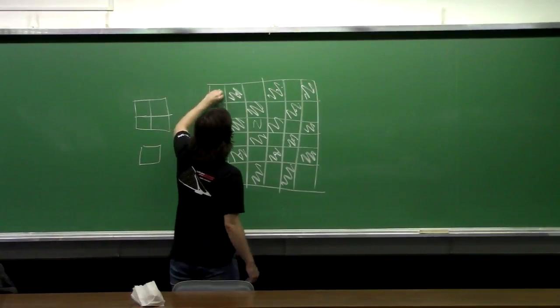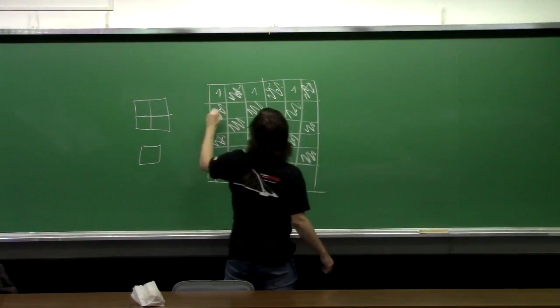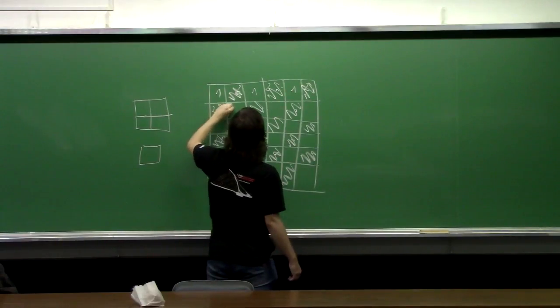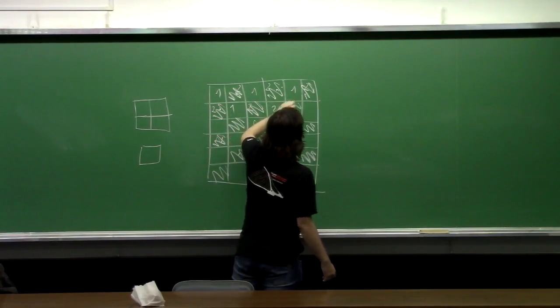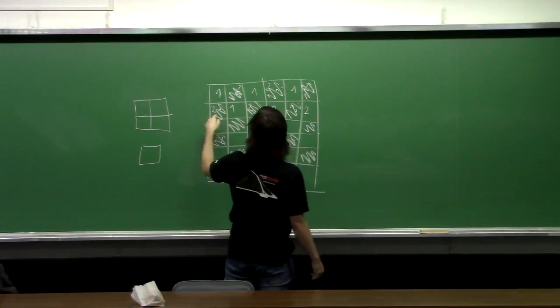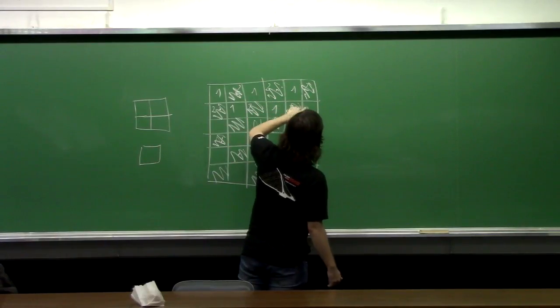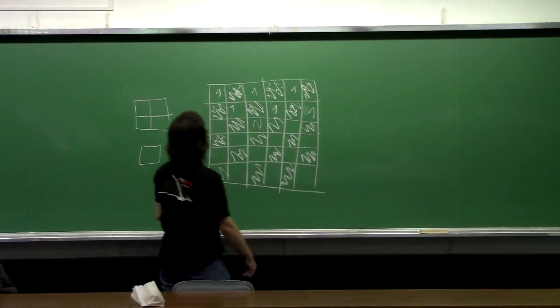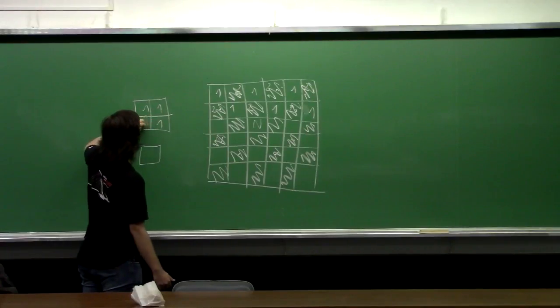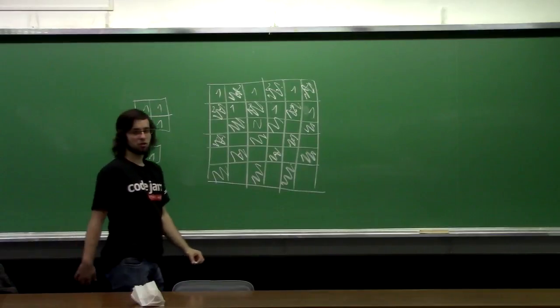So here we would have team 1, 2, 1, 2, 1, 2, 2, 1, 2, 1, 2, 1, 2, 1, etc. Here we would have just 1, 1, 1, 1, and here we also would have just 1.